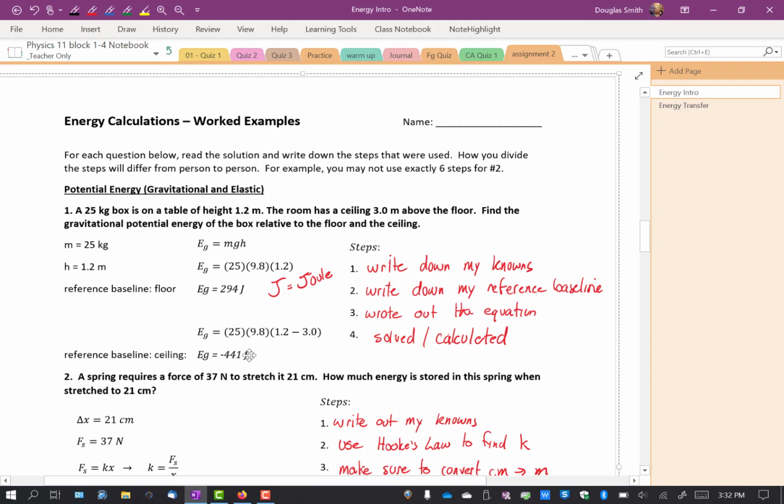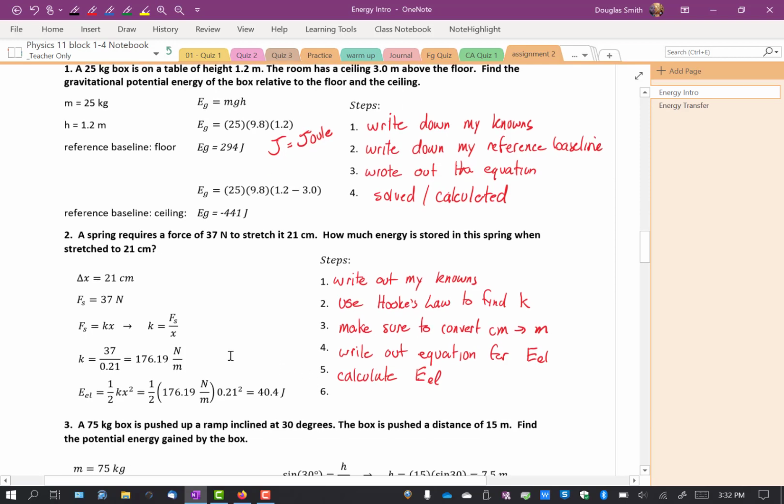And it's negative in the idea that you'd actually have to put in energy to get it up to the ceiling. So you're kind of starting from a negative point. Whereas relative to the floor, it's a positive number. In other words, there's a whole bunch of energy ready to do something to make it fall to the floor.